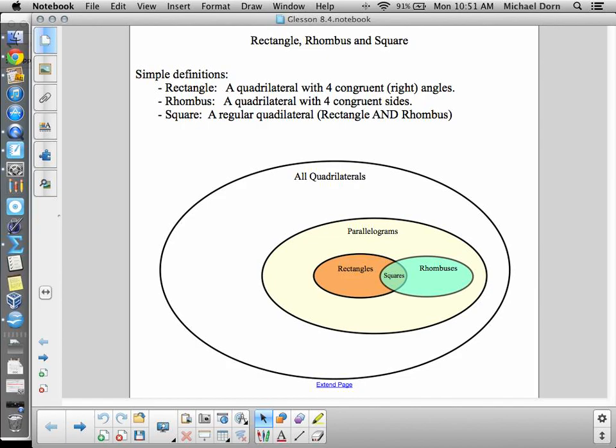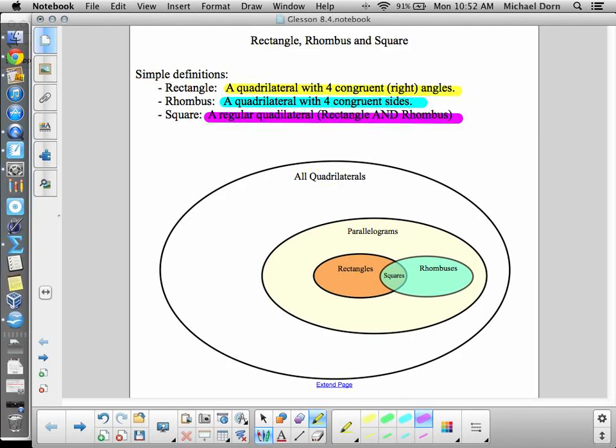What's going to happen is these shapes are going to get their own special properties. They're going to help us define them. And we already see some of those special properties right here. Rectangles, all angles congruent. Not just opposite angles, but all angles congruent. Rhombuses, not just opposite sides congruent, all sides congruent. So the opposite sides are still congruent as well, but not all 4 are. And square has all angles and all sides congruent. Okay? Rectangle and rhombus properties.